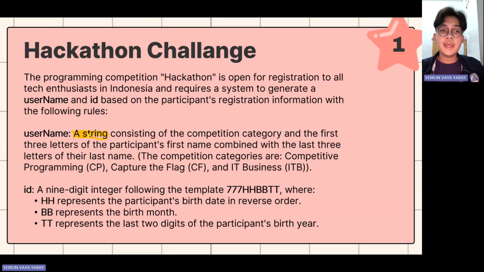The output will be a string, which is one string, consisting of the competition category, the first three letters of the participant's first name, and the last three letters of their last name. So for username, we will operate with three variables: competition category, first name, and last name. So we need to take the first three letters of the participant's first name combined with the last three letters of their last name. So how do we do this?